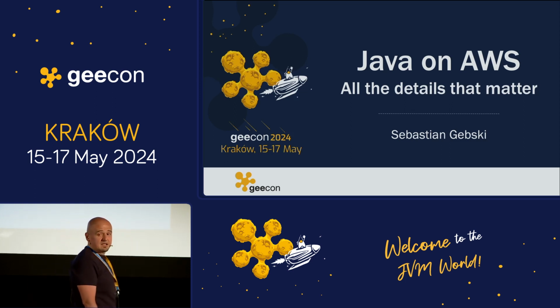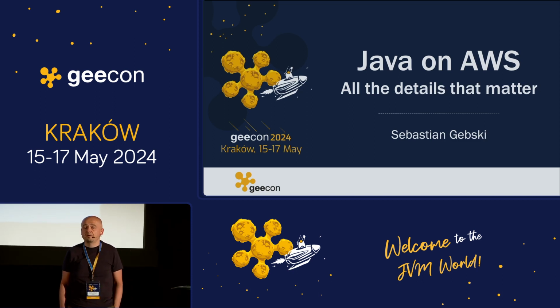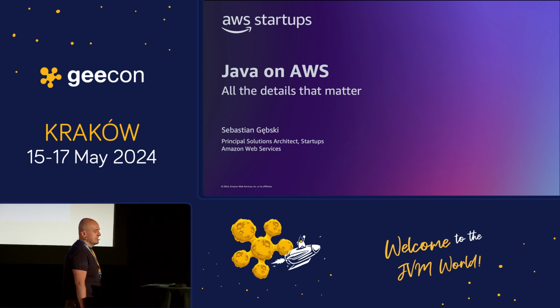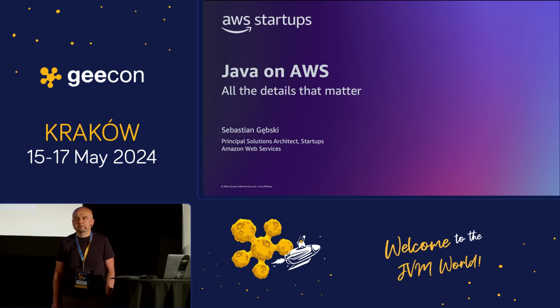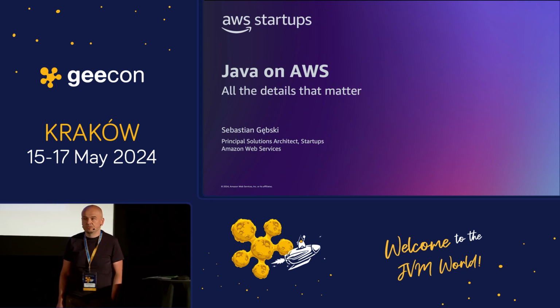My name is Sebastian Gebski. I will have the pleasure of telling you a little bit about Java on AWS, some details that matter. I'm a principal solutions architect at AWS. I work with startups on a daily basis, and surprise, surprise, many of those startups use Java.